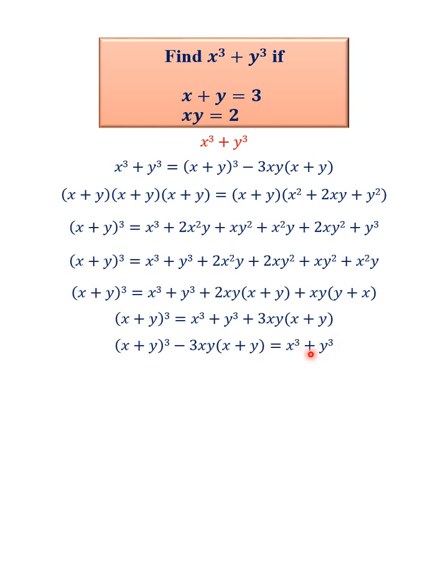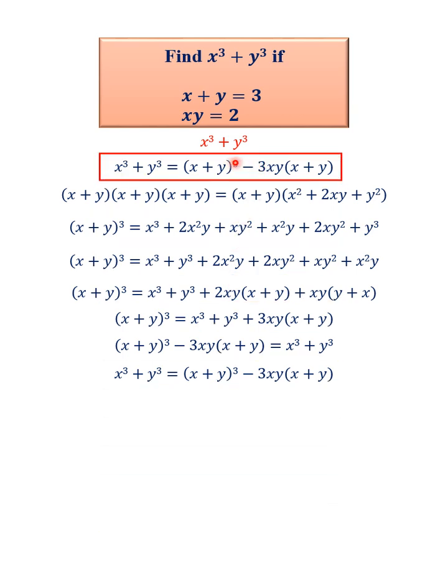So let's just put this to the left and this to the right, so that we have x to the power of 3 plus y to the power of 3 equals (x plus y) all raised to the power 3 minus 3xy into (x plus y). If you look at this expression and this one, they are the same. So this is how this equation, rather, not expression, this is how this equation was derived, and that is what we have here.